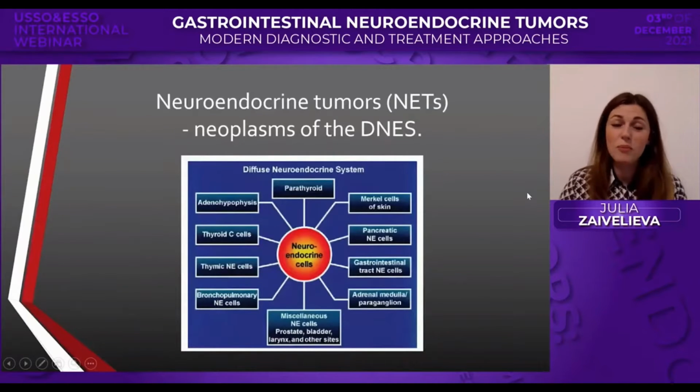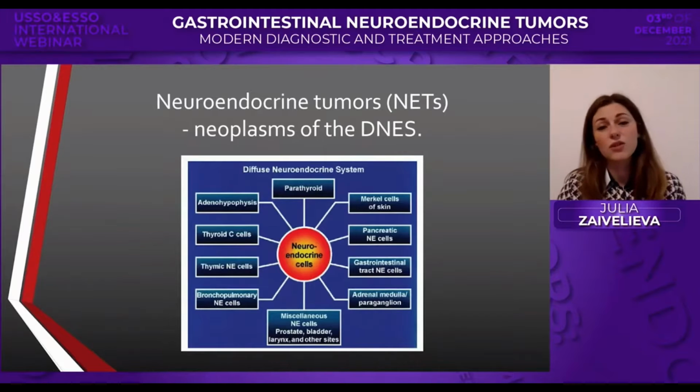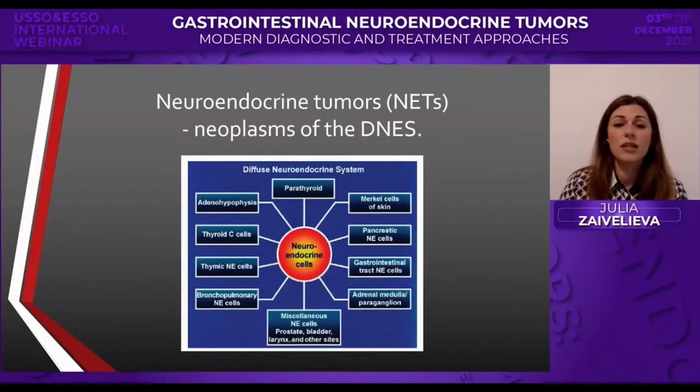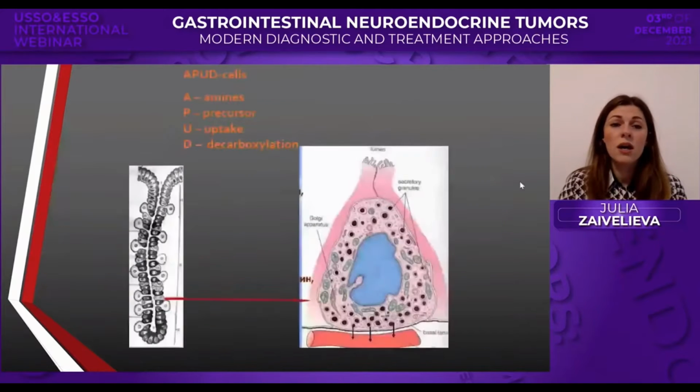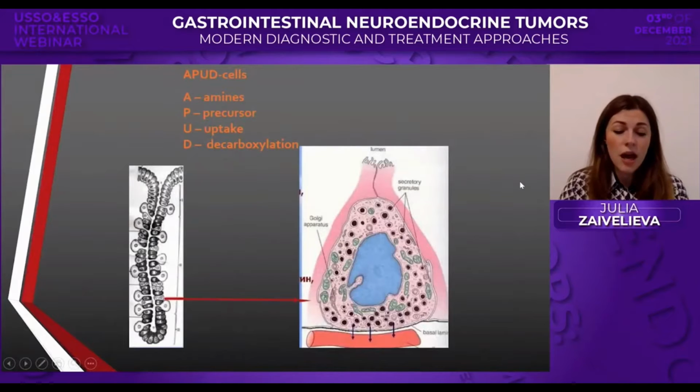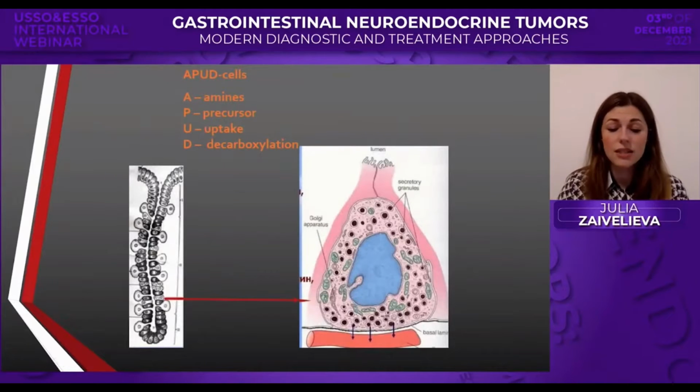So let's start from the basics. Neuroendocrine tumors are neoplasms of the diffuse neuroendocrine system, which is located in different organs, in acute cells. Acute cells synthesize and secrete structurally related peptides and bioamines, which are converted into neurotransmitters and hormones by decarboxylation.